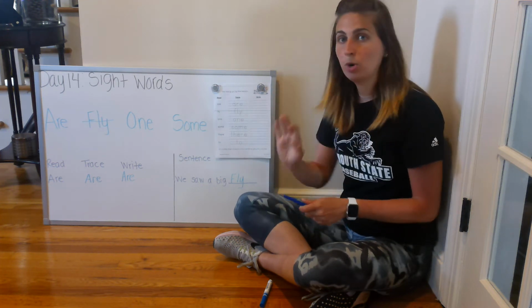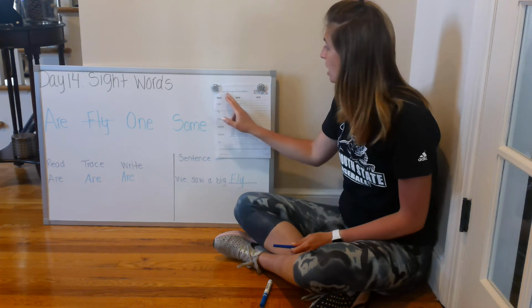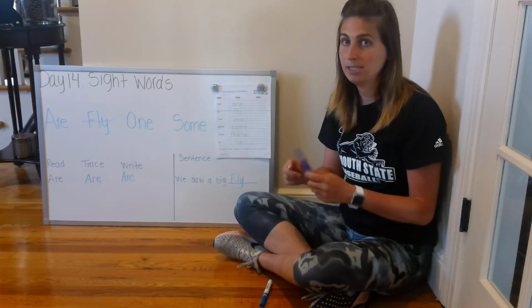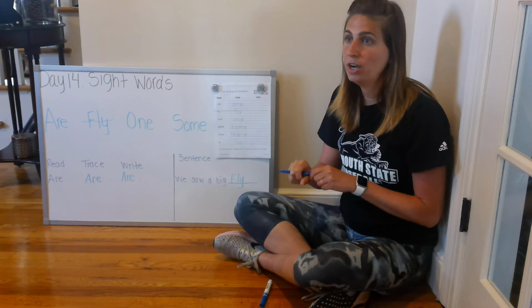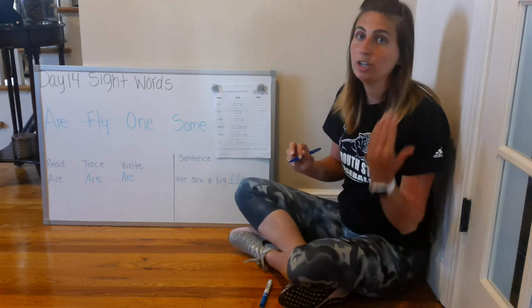So you want to make sure that we're going to start on the side that says we like to go to the beach, and you have your pencil. The first step is we're going to put our name at the top of our paper. Remember, your first and last name.